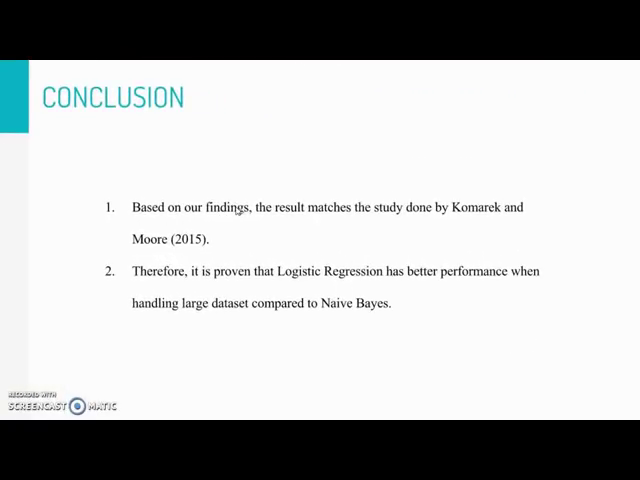So, conclusion: based on our findings, it is proven that logistic regression has a better performance when handling large data sets compared to naive Bayes, because there is research done by Comrade and Moore stating that LR is often reasonable to use in large multi-class problems. So our result and the study done by them match. Therefore, we conclude that logistic regression is a better model for prediction.